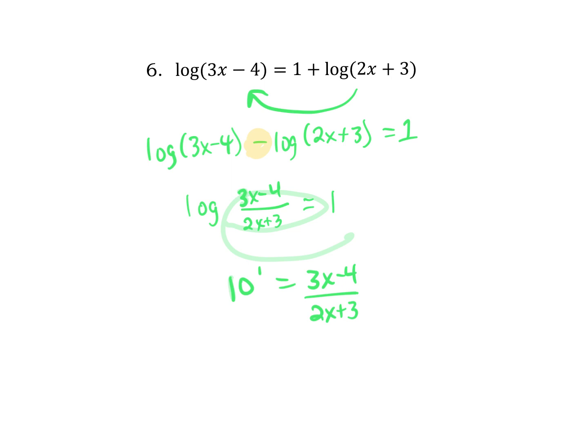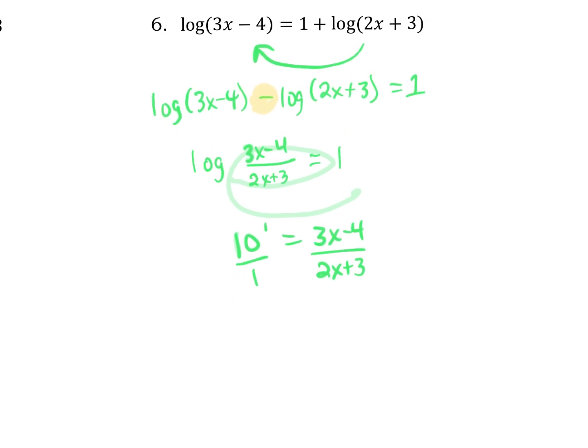All right? Okay, so we had logarithmic. We've just rewritten this as exponential. And now from here, we need to try to solve. This looks like it's just another proportion. So we're going to cross multiply and solve here.